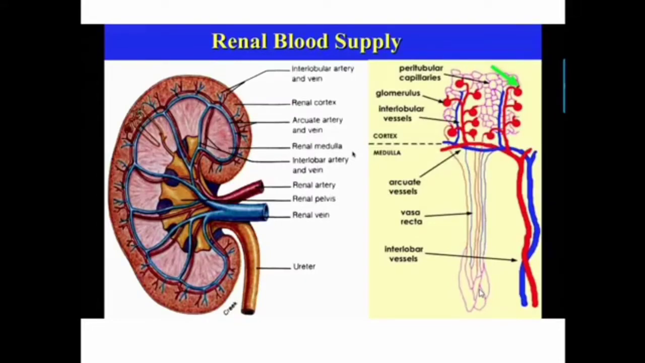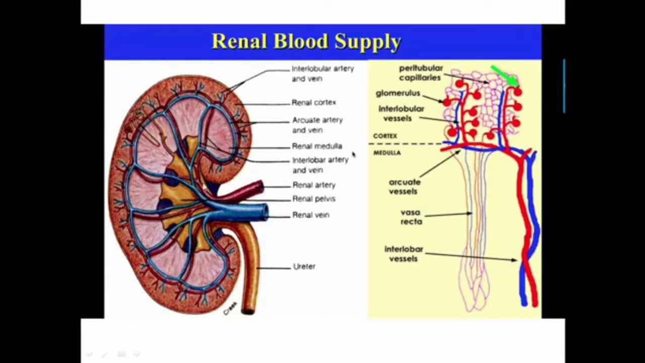Now, coming toward the blood supply of the kidney. Now you can see here that this is the renal artery. Renal artery is a branch of what? Branch of the aorta. After entering into the hilum of the kidney, it gives rise to 5 segmental arteries, 5 segmental arteries on each side, in both the kidneys. Those 5 segmental arteries are arising from the renal artery.